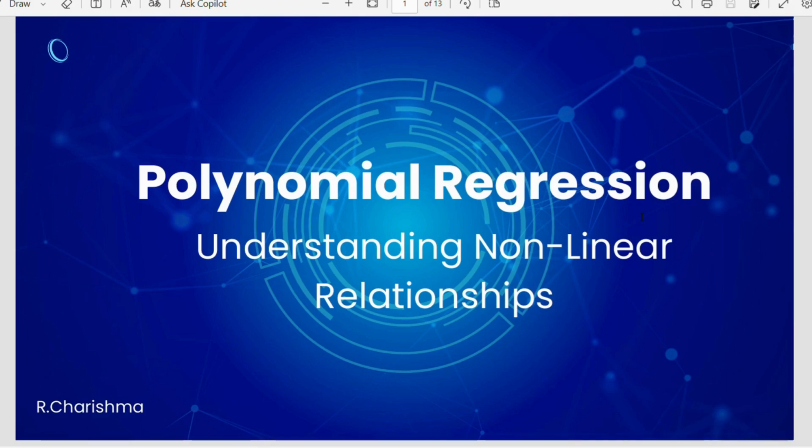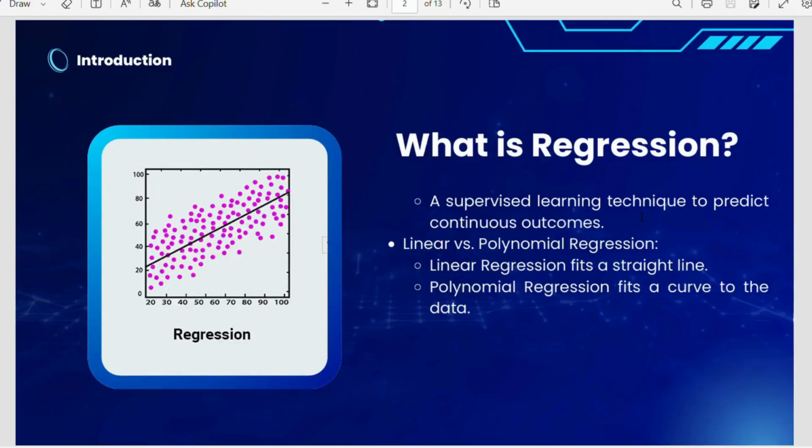Today's topic is polynomial regression. What is polynomial regression? Regression is a supervised learning technique used to predict continuous outcomes like price, temperature, score, etc. It helps us fit the relation between input and output variables, like independent and dependent.